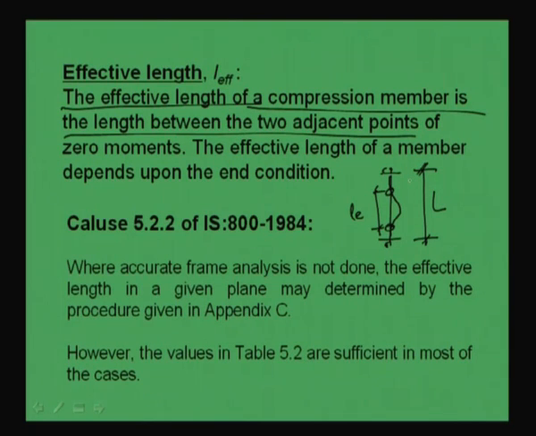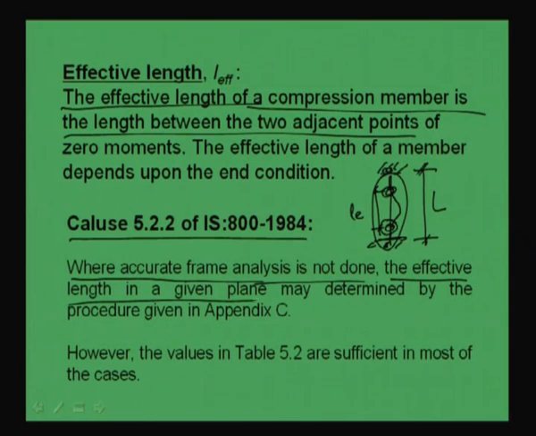So the effective length of a member depends upon the end condition. That means what the end conditions are, whether fixed, hinged or free, on that basis the moment will develop in this column. Accordingly the point of contraflexure will develop, and accordingly we have to find out the effective length. The calculation of effective length has been given in clause 5.2.2 of IS 800-1984. In clause 5.2.2 the procedure has been given, and it says that where accurate frame analysis is not done, the effective length in a given plane may be determined by the procedure given in Appendix C. So in Appendix C also the details have been given.